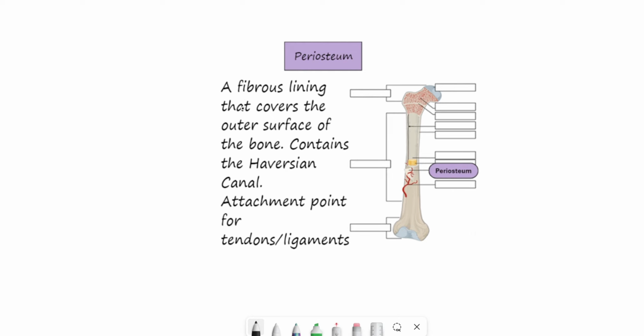And like I just said, periosteum is going to be covering the outer surface of the bone. Contains the Haversian canal, which is pretty important, and I think we'll cover in another video. And the periosteum also serves as an attachment point for tendons and ligaments. Tendons and ligaments are very important for movement. Remember, tendons is muscle to bone, and ligaments is bone to bone connection.